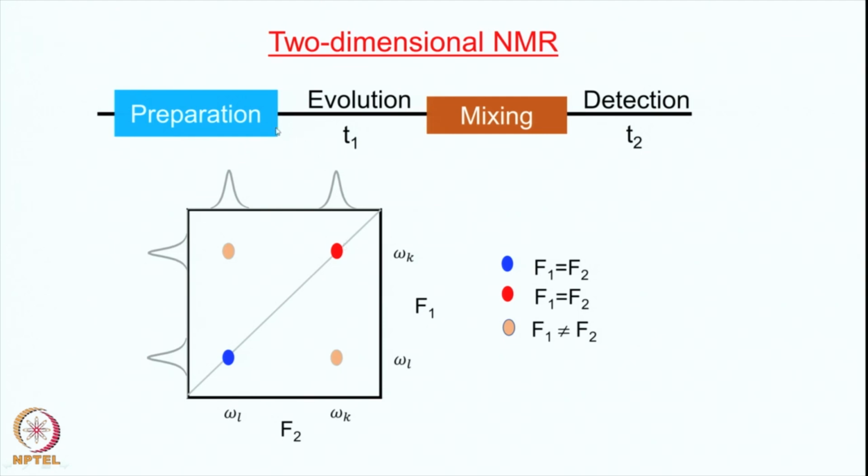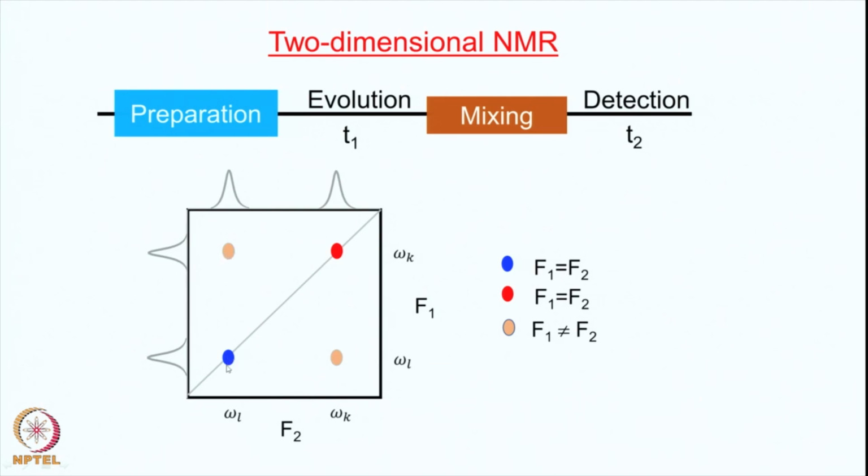If you have a particular frequency, it is indicated by this particular line here. During the evolution period and then during the mixing, part of the magnetization of the spin is retained and part is transferred to another spin L. Suppose I take the K spin, then I transfer part of it to the L spin, and that appears as a cross peak here. And whatever remains on the K itself, which evolves during the period T2, appears as a peak here, and this is called the diagonal peak, and this is the cross peak.